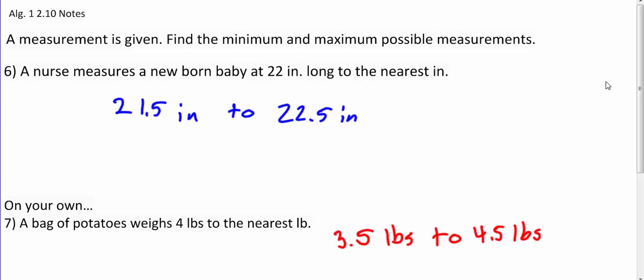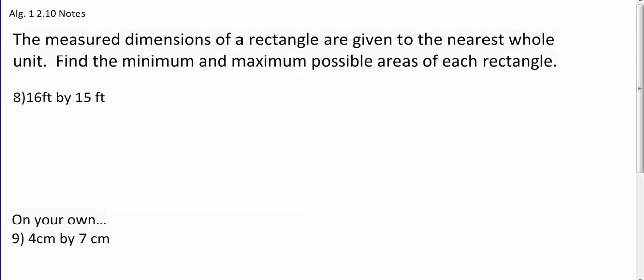Welcome back. I found that the range of values for the actual bag of potatoes would be between 3.5 and 4.5 pounds. Again, this is kind of a strange topic. Like, we don't think about this a ton, but it's just a matter of using some estimation skills and considering what happens when you weigh or measure something. Okay, we're going to use those same concepts that we just saw on questions 6 and 7 to look at how that kind of estimation impacts something like area.